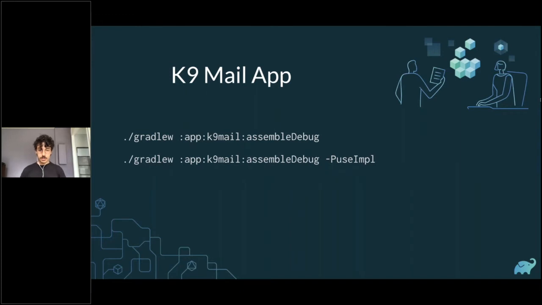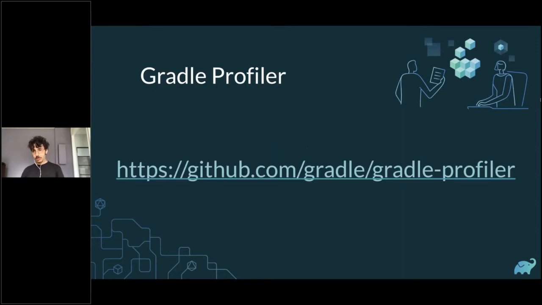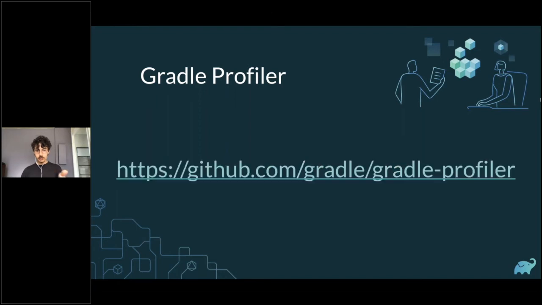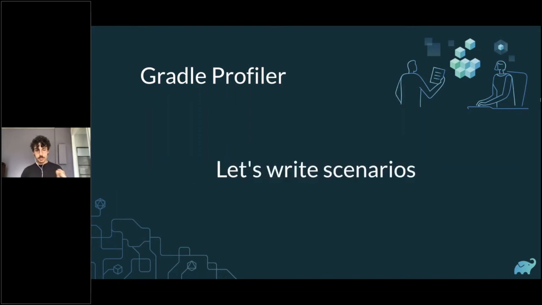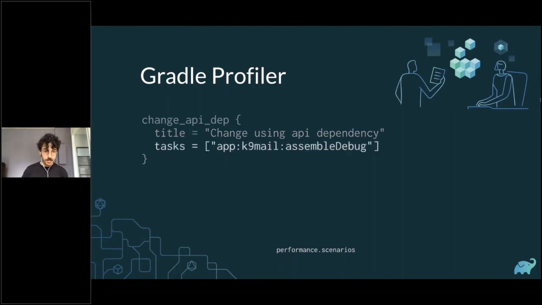This will allow us to run both builds side by side and compare the two, and we can profile it. So I'm going to give a quick intro to the Gradle Profiler. The documentation's right there, but basically you write scenarios and then you execute them to compare two builds. So if we make a change using the API dependency, this is what you write in your performance scenario file when you're using the Gradle Profiler.